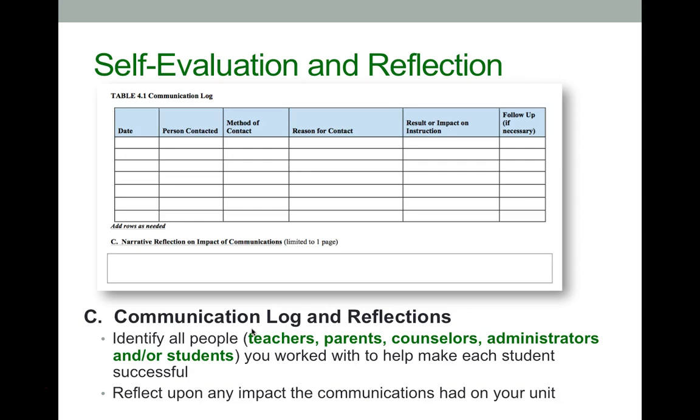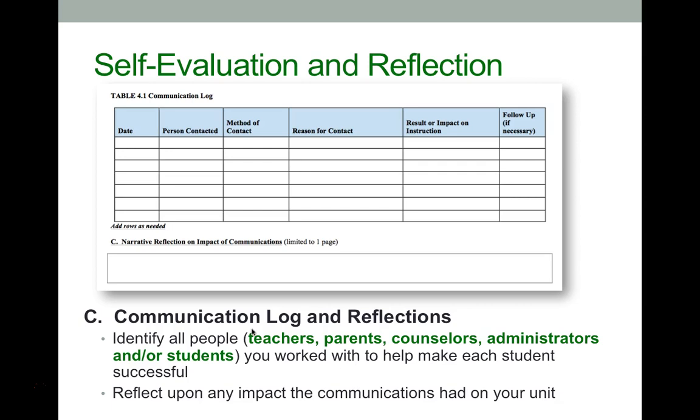In table 4, following that in part C, you record your communication log. That is who you talked to during the unit, what other teachers, especially if you integrated curriculum. Did you call any parents or send an email home? How did you communicate with parents, especially if your kid in a formative test wasn't doing well, or if you talked to any counselors or administrators, and especially students. What students did you talk to one-on-one for any reason to help make them more successful?